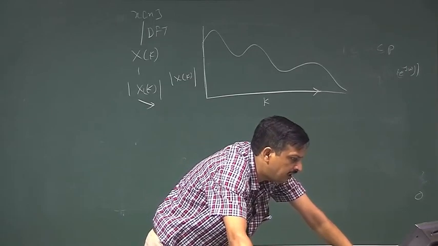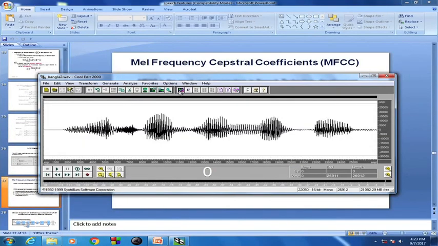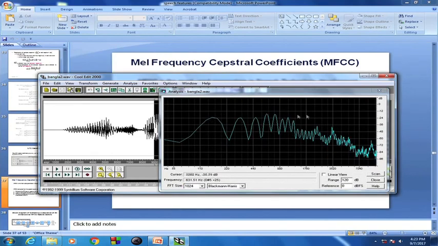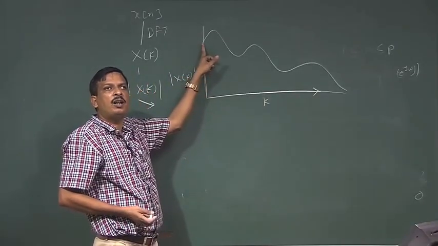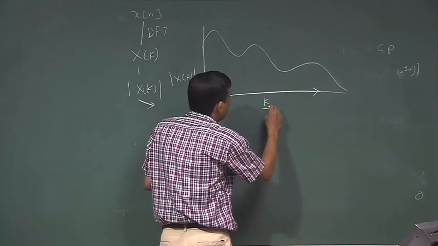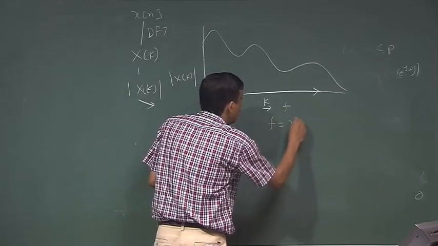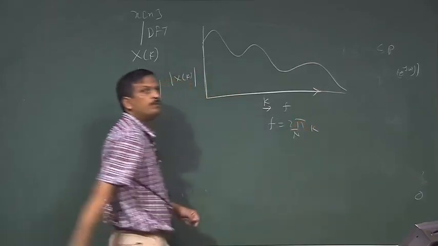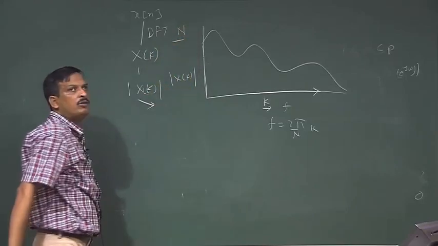I have already explained this in the last class also. If I take a signal, this is my signal, and I select this portion and analyze it, this is the spectrum, the plot of the spectrum of the selected signal. This axis is the frequency axis, and this axis is the amplitude axis of the mod of Xk. Instead of discrete frequency, I can write f also. What is the relation? F is equal to 2 pi by N into k, where 2 pi by N is the resolution and N is the length of the DFT which I have taken.